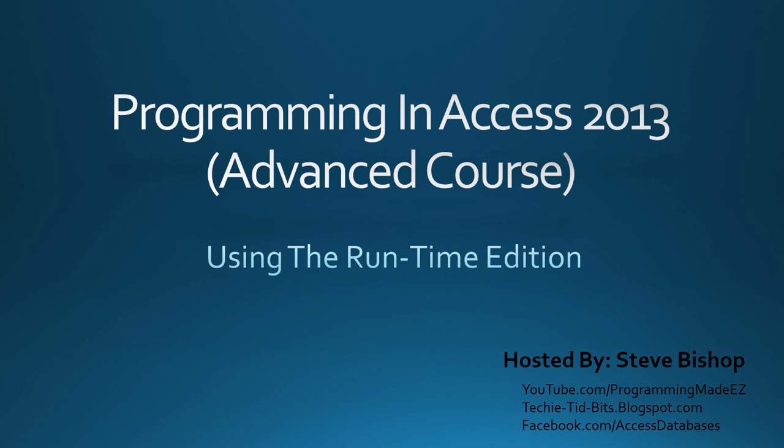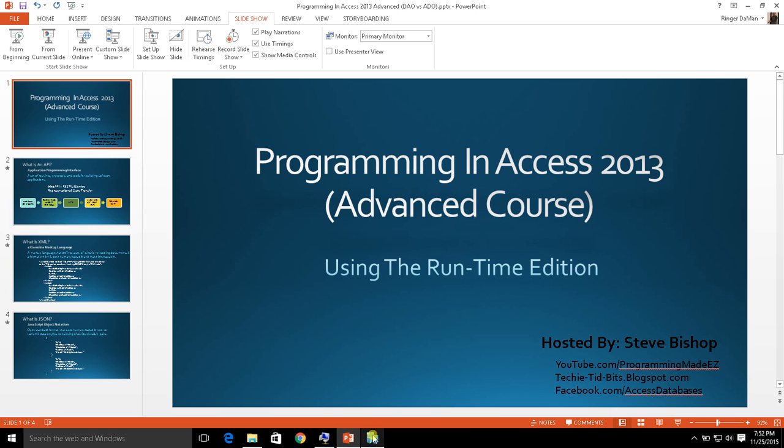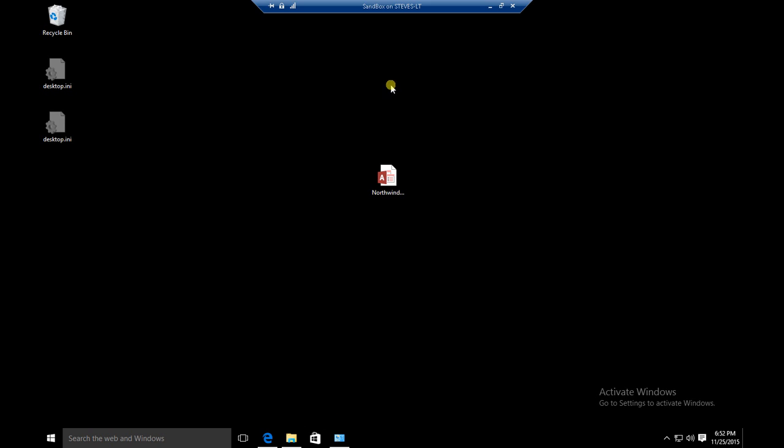Now, let's talk a little bit about some of the pitfalls. But before we can talk about those pitfalls, we need to set up an environment where we can test. So I've got a Hyper-V installation set up on my computer here, and I went ahead and installed on my Sandbox PC an instance of Windows 10 that has the Runtime 64-bit installed on it. And this is going to be my test environment where we're going to test my database in the Runtime Edition.